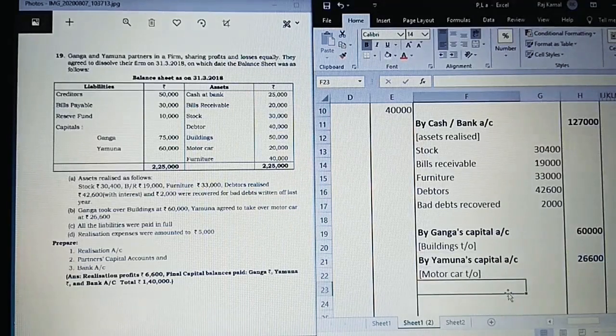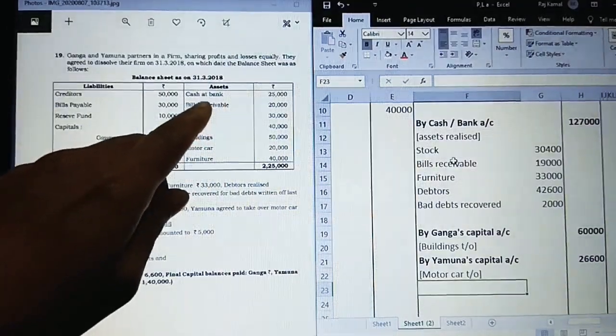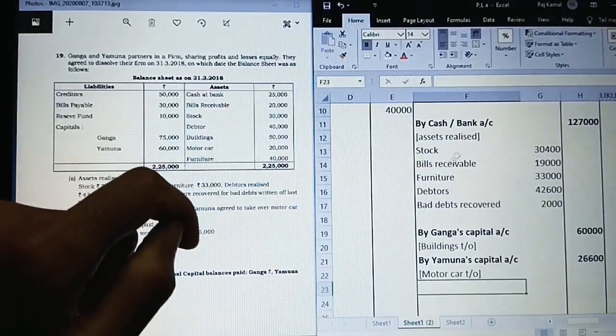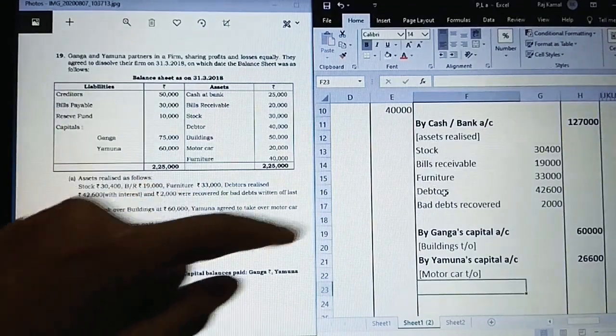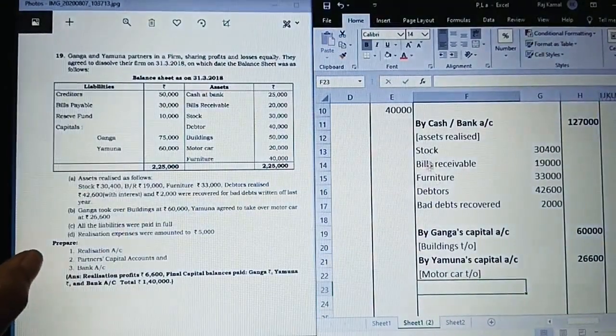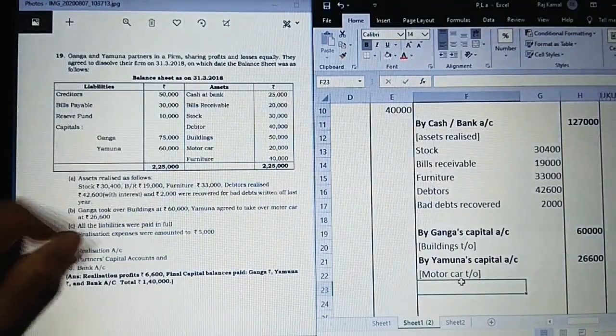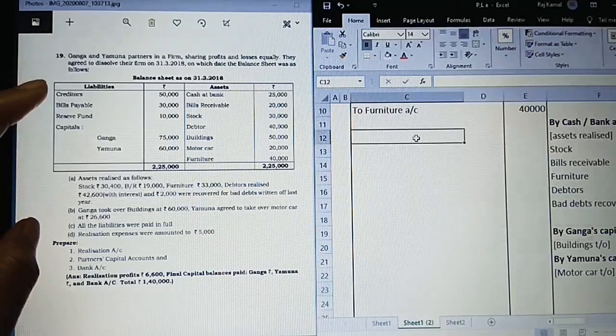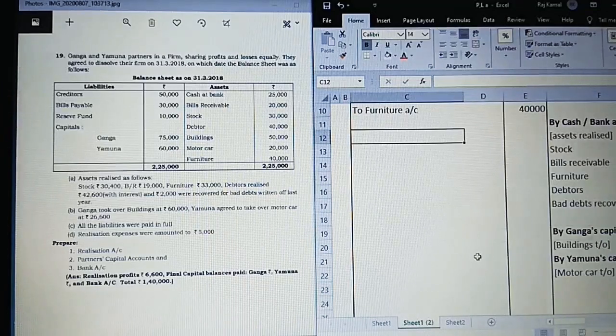It's over. Then the third is related to all liabilities being paid in full. So before that, let us have a check whether all the assets have been taken. How many are here in the question? 1, 2, 3, 4, 5, 6. So 1, 2, 3, 4. Bad debts we are not going to consider. This is last year's, okay? So 1, 2, 3, 4, 5 and 6. It's equally taken. Now let us move on to the payment of liabilities.